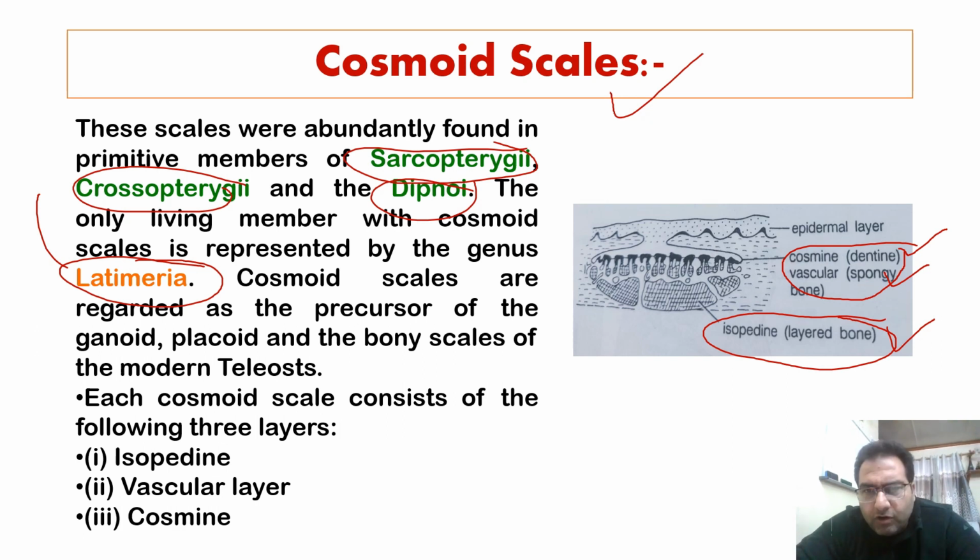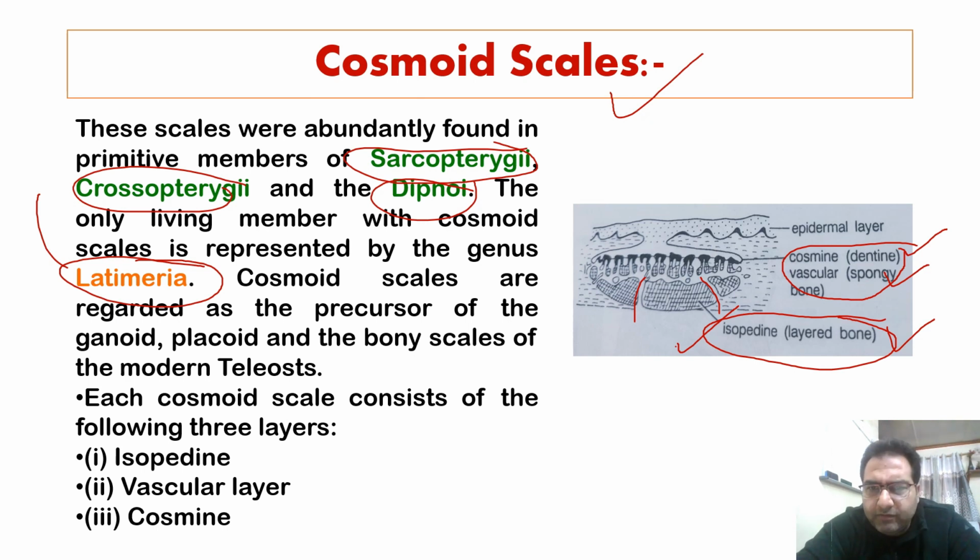When we talk about the isopedine, this is the inner, that is the basal layer. It consists of the layered bone. So it is pierced by channels of blood vessels as well. What we see in them is that there are channels of blood vessels as well. So this very isopedine is the basal layer consisting of the layered bones.